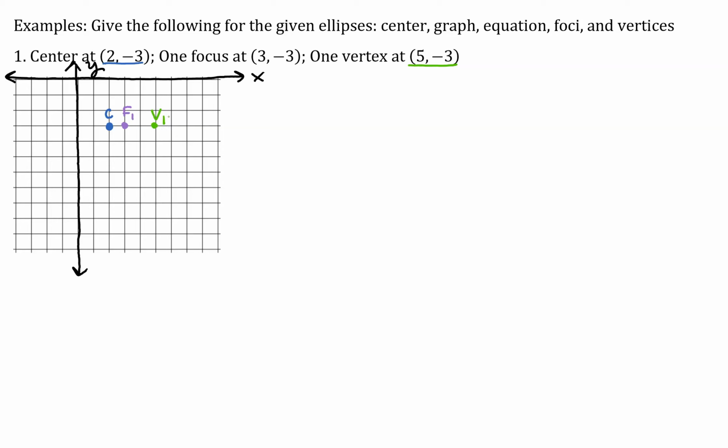Now from this, we are able to gather lots of information. One, we can automatically tell that this ellipse has its major axis parallel to the x-axis, since all of these 3 points are on the same horizontal. And so because its major axis is parallel to the x-axis, we automatically know that a squared must be under the x term. We also know what h and k are. When we're given the center, that tells us that h is equal to 2 and k is equal to -3.